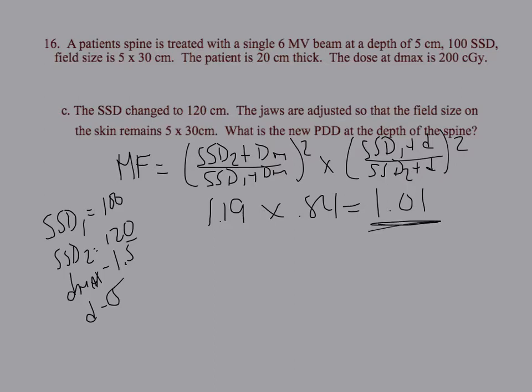I need to apply that to my original percentage depth dose. My original percentage depth dose is on A. We came up with it. It was 86.3. So I'm going to apply 1.01 to that, and I'm going to get 86.7 because there was a change in SSD.